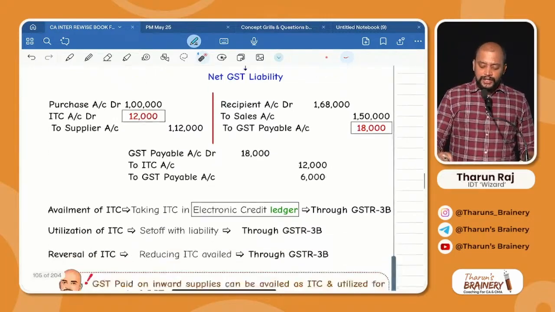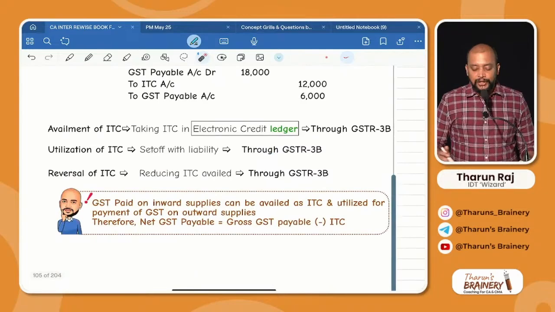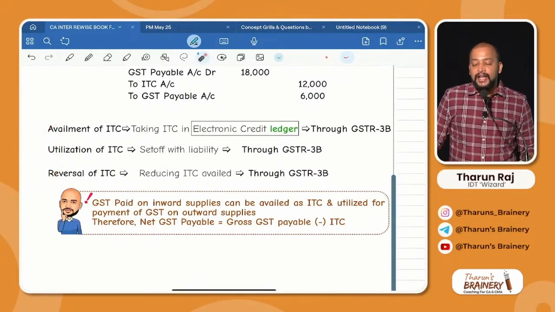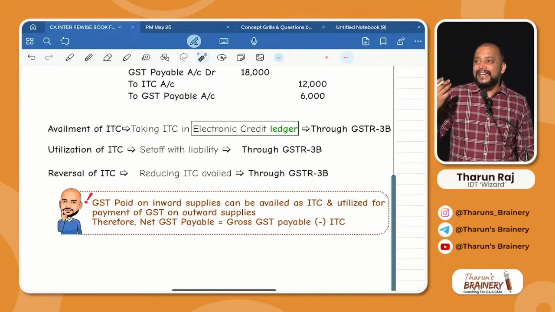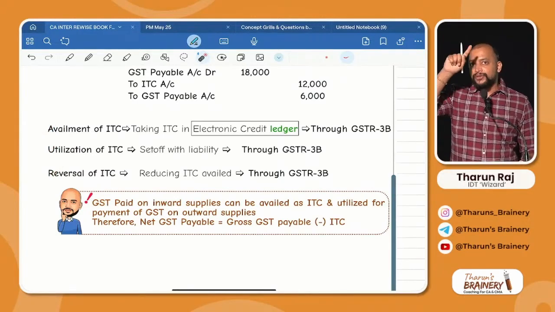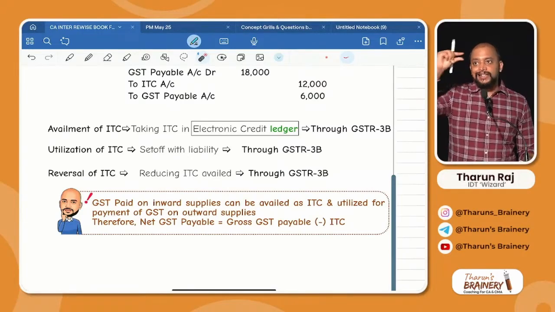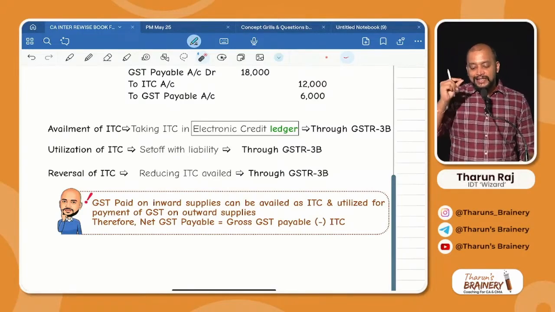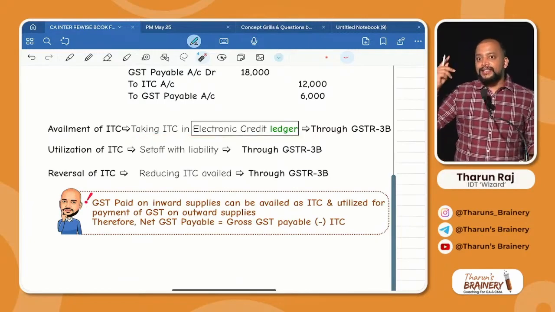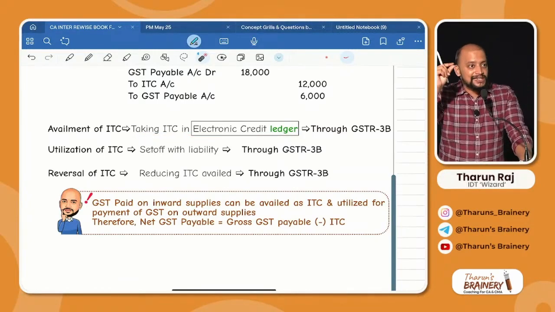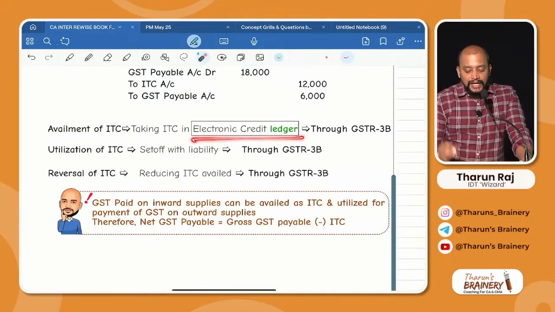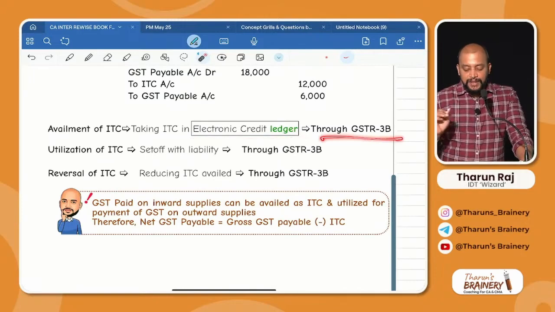Now in this context we need to understand three terminologies: availment of ITC, utilization of ITC, reversal of ITC. Availment of ITC means taking credit. Where will we take credit? In GSTR 3B. Already I told you, in 3B we have table 4. In table 4 we will avail the ITC, that is called availment of ITC. As soon as you enter it into table 4 of GSTR 3B, it will travel to one ledger called the electronic credit ledger. So through 3B we will do that.